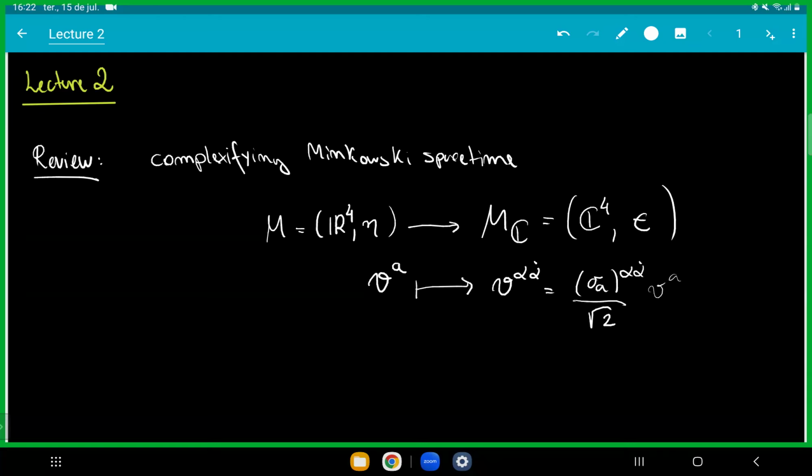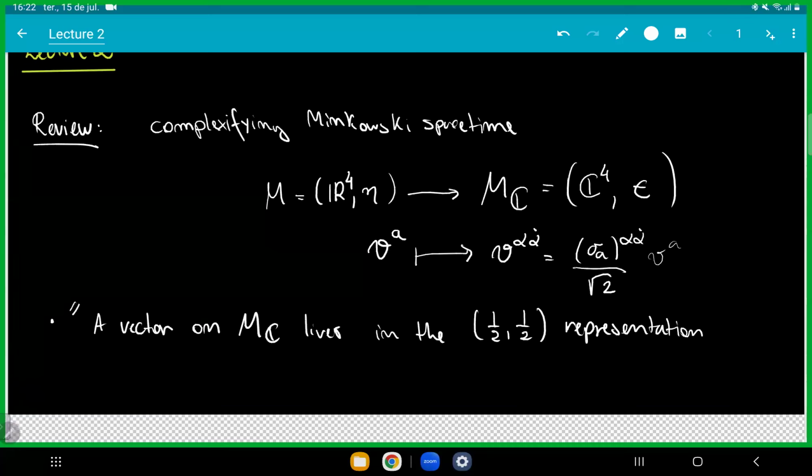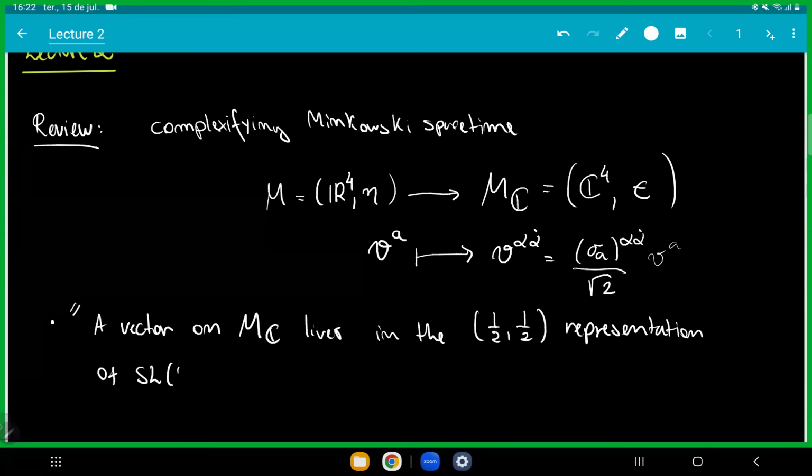You know, it's physical, and the reason is, well, there's a group theoretical reason, which I think is the more elegant one, that you can pretty much sum up in this phrase: a vector on M_C, a vector in the complexification of Minkowski, lives in the (1/2, 1/2) representation of SL2C cross SL2C.